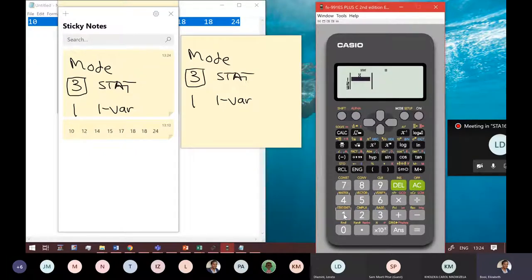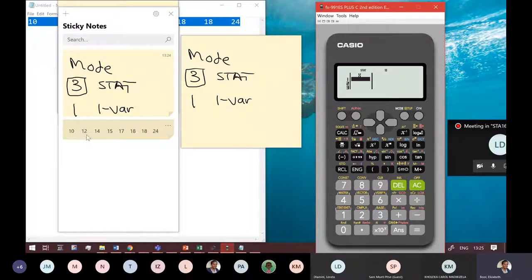Some calculators will give you 2 tables, some just give you 1, but others give you 2 tables. So you must just check which one is yours. It will give you a table, and now we need to capture those values.